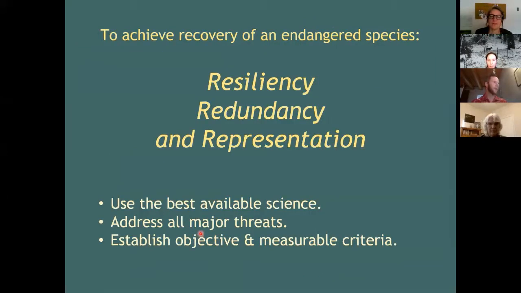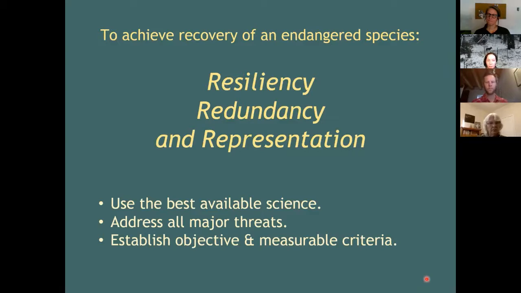So just to give you a broad overview of what the US Fish and Wildlife Service considers as their framework or criteria for how to help achieve recovery of an endangered species, they look at what's called the 3 R's of recovery: resiliency, redundancy, and representation. That means that endangered species need to be resilient to things such as threats or disturbances in their environment, things like climate change, habitat loss, diseases that might be present. They need to have that resiliency over time.